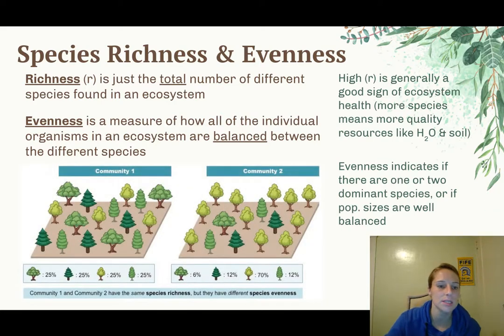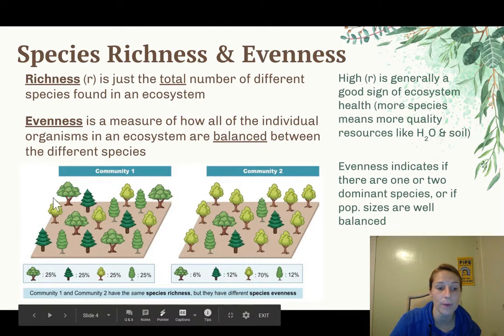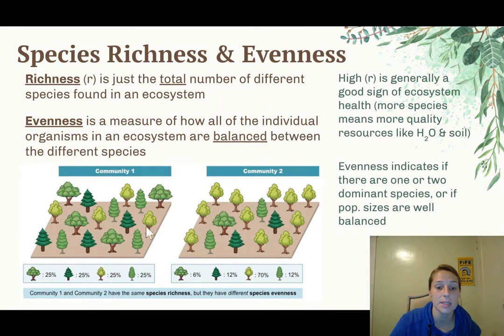So we can look at this example here with 2 different communities in a forest. Community 1 and 2 are going to have the same species richness, but they're going to have different species evenness. So like you look at both of these communities and they have 4 different types of trees in this forest. Now, community 1, though, they're all evenly distributed. So you have balanced evenness in this community 1.